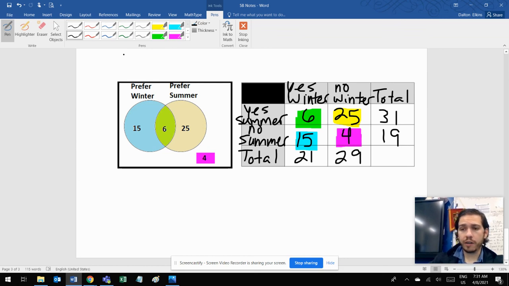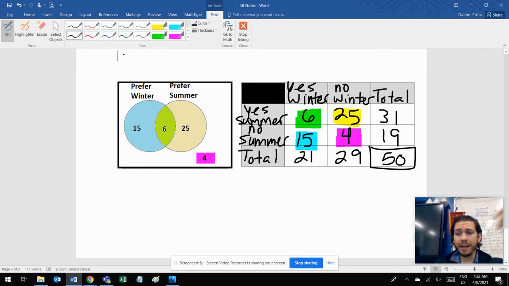And again, to check your work to make sure that you did this correctly, when you add them for this final total here, the total number of people who did the survey, they should make sense vertically and horizontally. 31 plus 19 is 50, and 29 plus 21 is also 50. So it should make sense both ways. And that is how we make a two-way frequency table when we are given a Venn diagram.